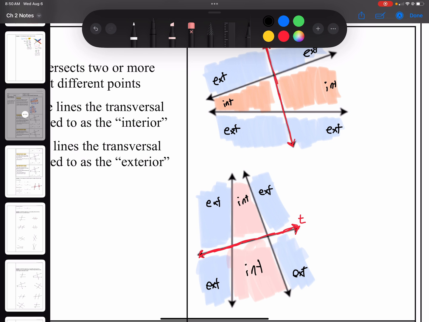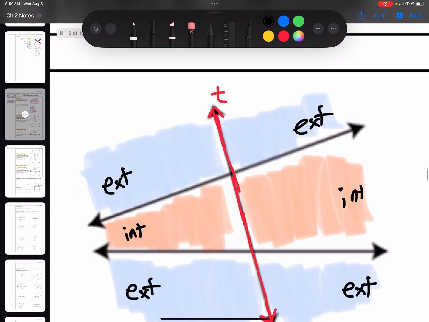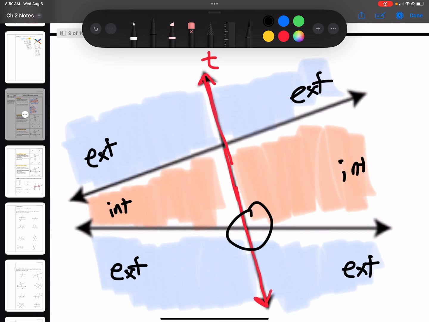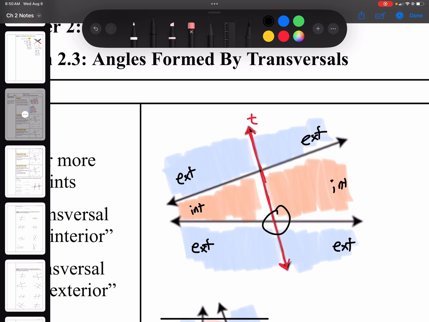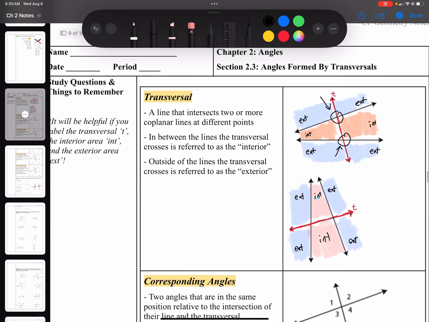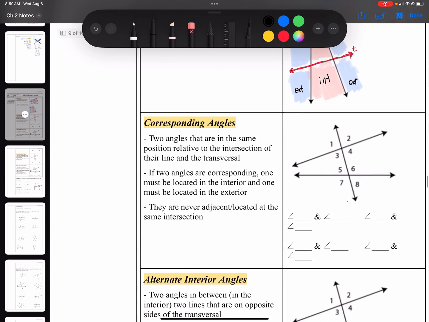Now, previously we learned about vertical angles and linear pairs. At this intersection here, I've got vertical angles and linear pairs. At this intersection down here, I also have vertical angles and linear pairs. However, how do these angles up here relate to these angles down here? Because vertical angles and linear pairs only occur at one intersection. But are there special angle pairs formed at these two different intersections? There are, and that's what we're going to talk about this lesson.